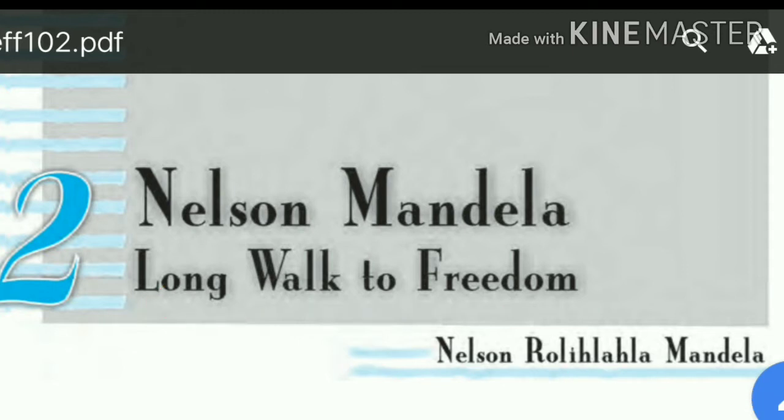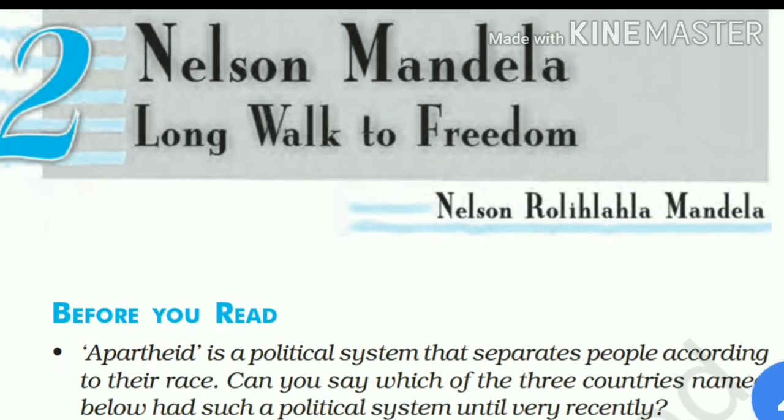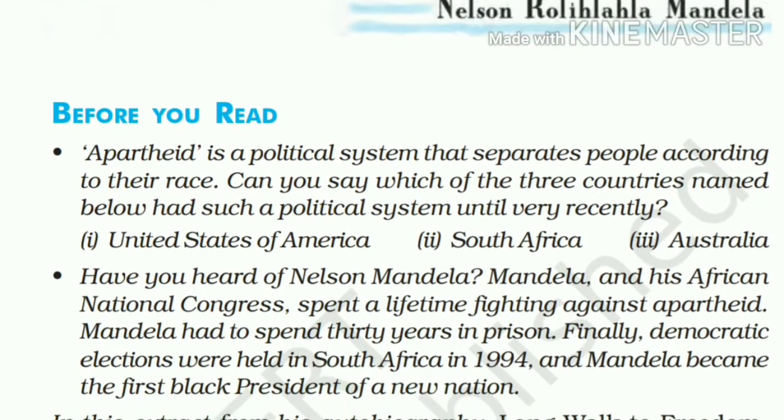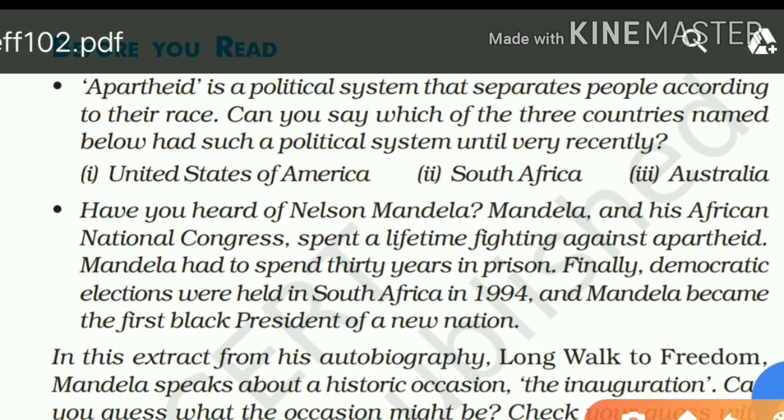Fine. So before reading the chapter, we need to know certain important points. Apartheid. It is a political system that separates people according to their race. So this is what the long walk to freedom talks about. Actually, Nelson Mandela fought throughout his life for many years to get freedom from this apartheid policy, where the people were separated from each other on the basis of their skin color.